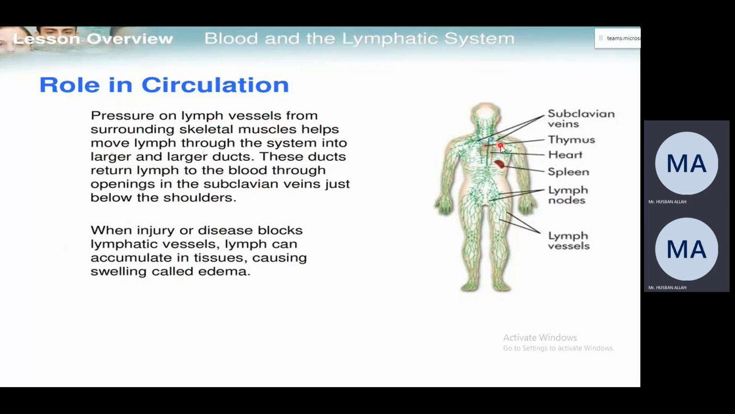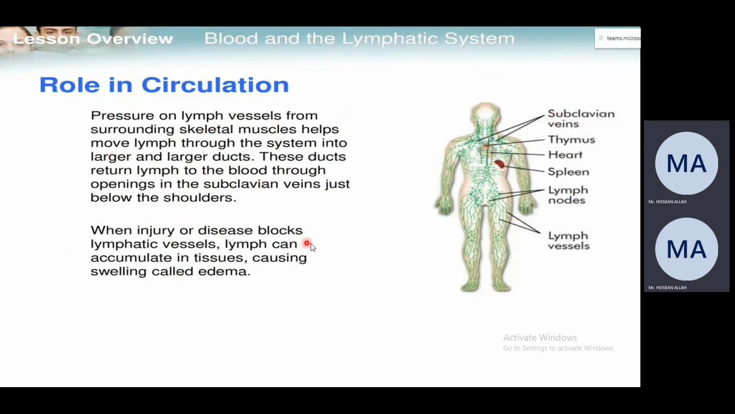Subclavian vein, we have this, right? On these points, if you look at the clavicle, near the clavicle bones we have the subclavian vein, right? So now the subclavian vein is, you can say, the major duct for the lymphatic system. All the lymph will be collected from all over the body and it will return to the subclavian vein, which is a main duct.